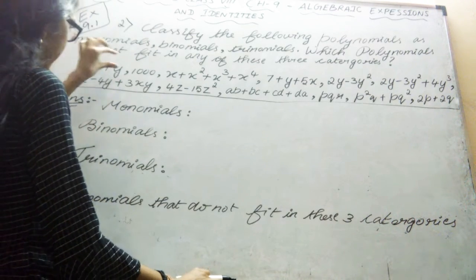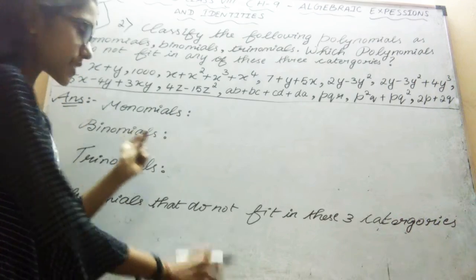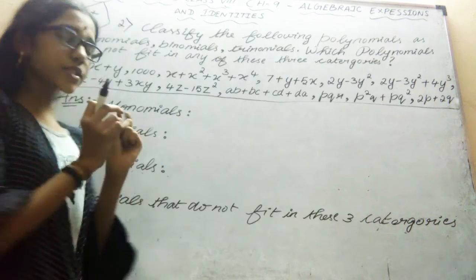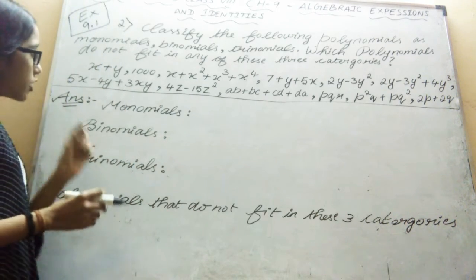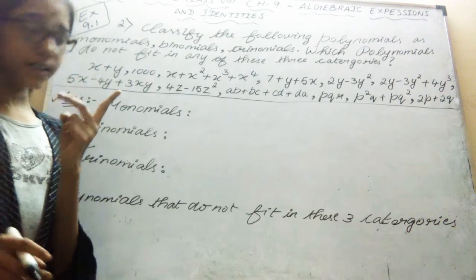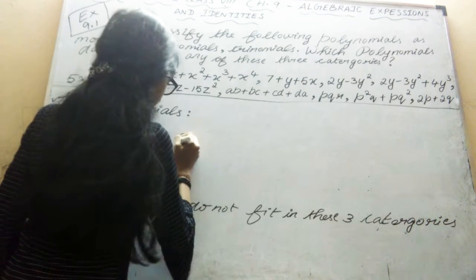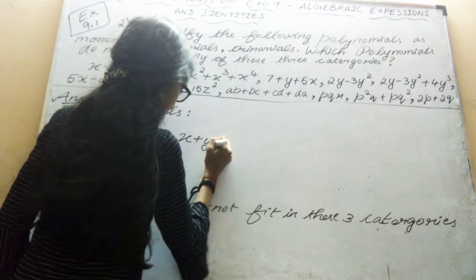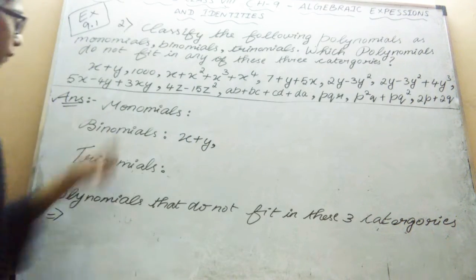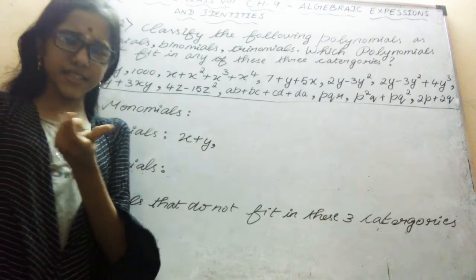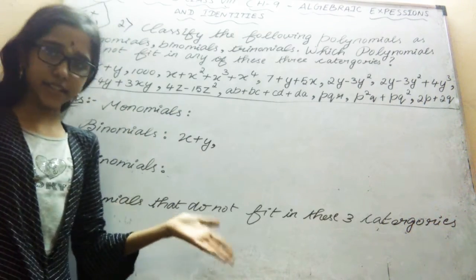So, x plus y. In this one, x and y are the terms which are separated by the plus sign. So two terms are there, so it falls under the category of binomial. The second one is 1000. Only one term is there, so you can easily recognize it. It is a monomial.